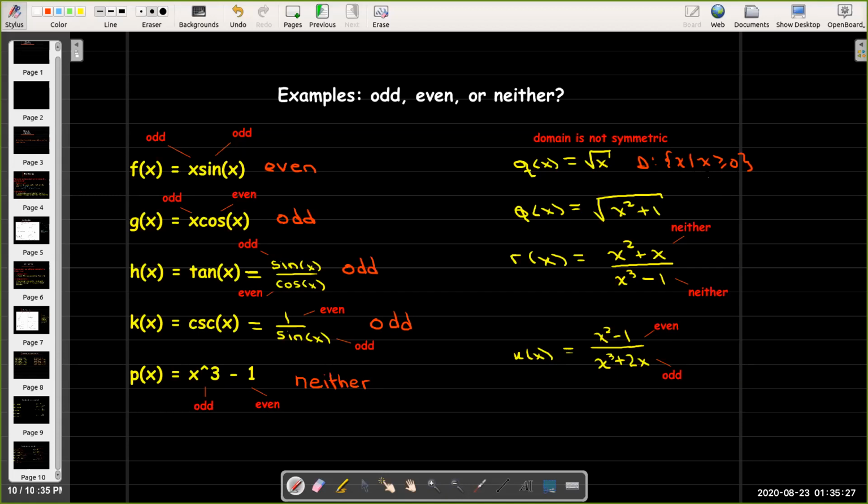Now that right away tells us that it can't be a symmetric function, because the definition of either an odd function or an even function has the following requirement: if x belongs to the domain, then the opposite of x must also belong to the domain. And since the domain of q of x does not include any negative numbers, it cannot be a symmetric function. So it is neither odd nor even.